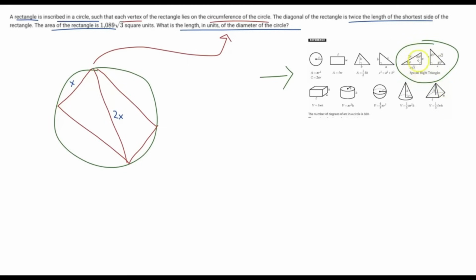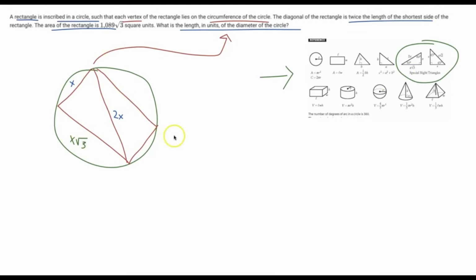So you can see here, for one of our special right triangles, the 30, 60, 90, we have side lengths 2x, x, and x times square root 3. That matches up with this triangle over here. We have side lengths x for one of the legs, the hypotenuse is 2x, and therefore we can infer that the other side is going to be x times square root 3. So x times square root 3 is going to be our final side for that part of the rectangle.